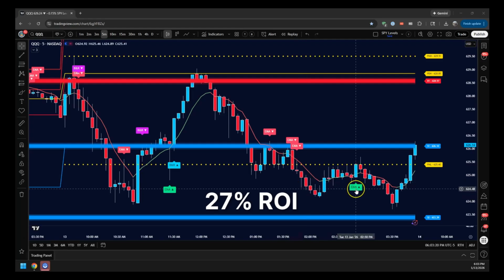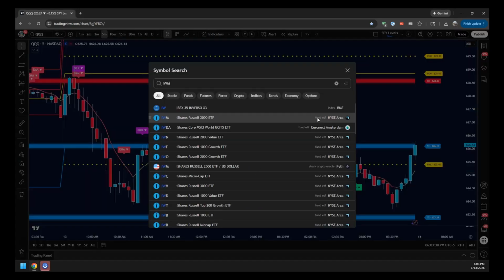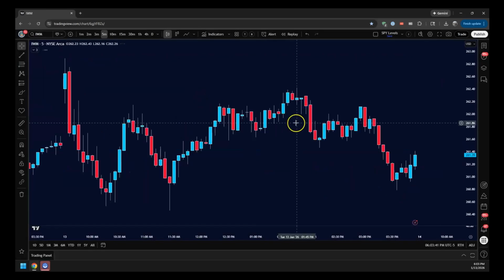And then I tried to take this call here at 255. It did go in my favor enough that I was able to get my stop to break even, and then it came back down. I did 77 to 80 on that, so I ended up making a few dollars on that one. And IWM was pretty quiet from what I remember.